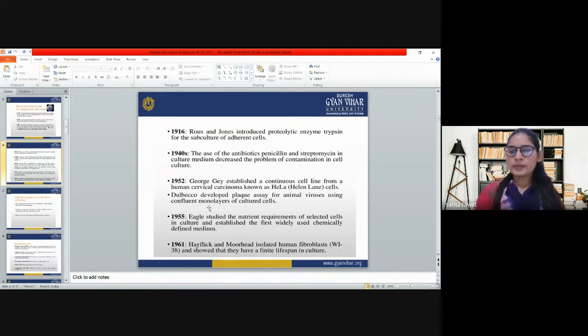Then Renato Dulbecco developed the plaque assay for animal viruses using confluent monolayers of cultivated cells in the same year, 1952. In 1955, Eagle studied the nutrient requirements of selected cells in culture and established the first widely used chemically defined medium. In 1961, Hayflick and Moorhead isolated the human fibroblast WI-38 and showed that they have a finite lifespan in culture. These are some historical events in the development of cell culture.